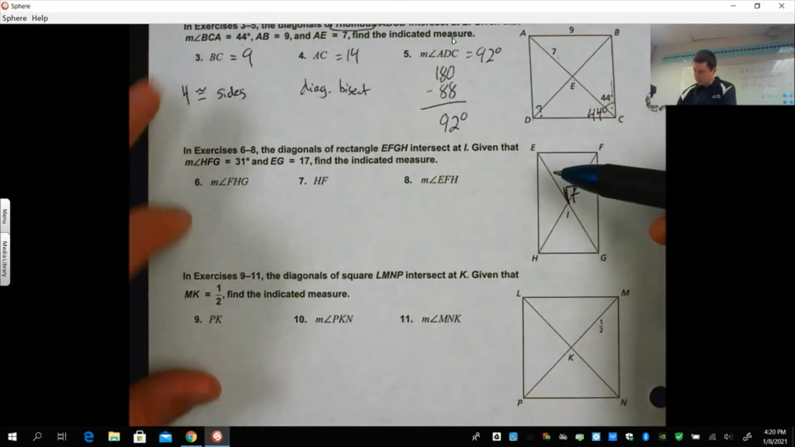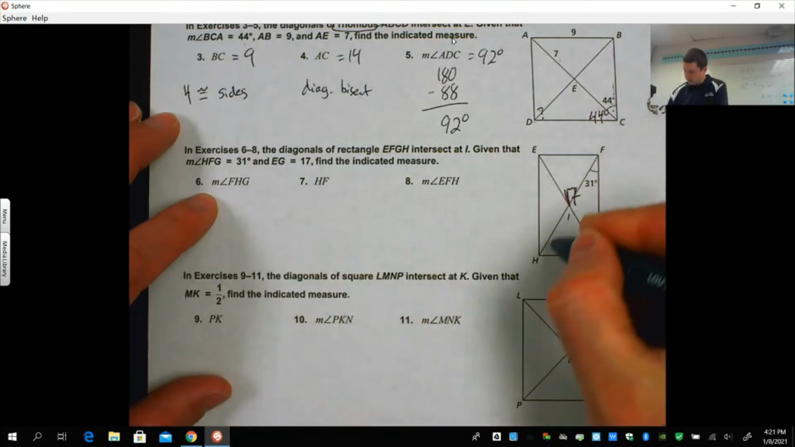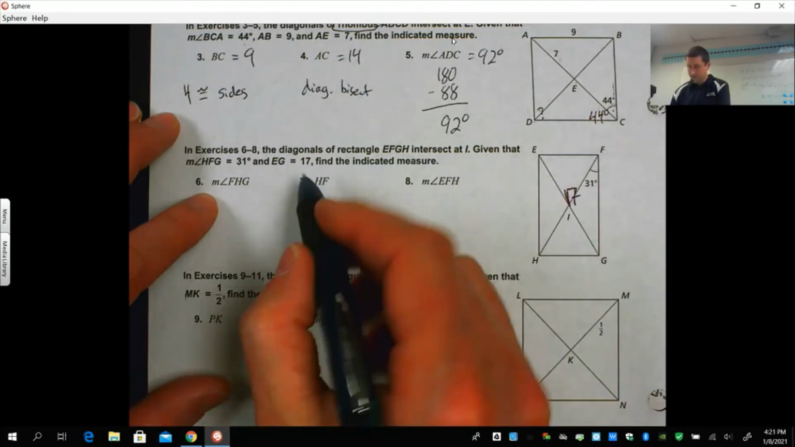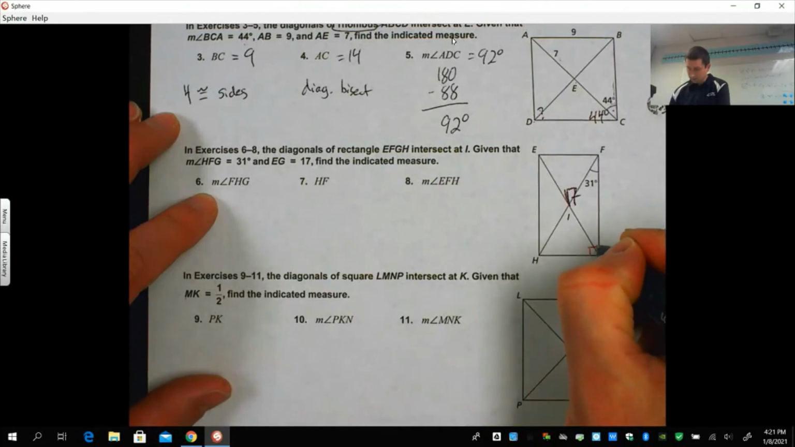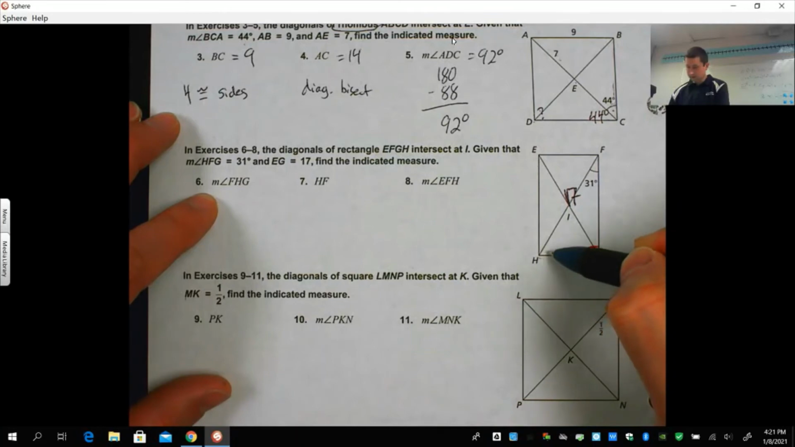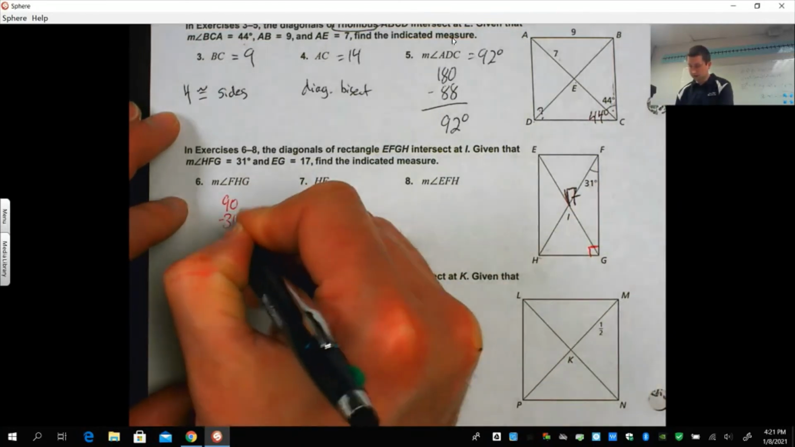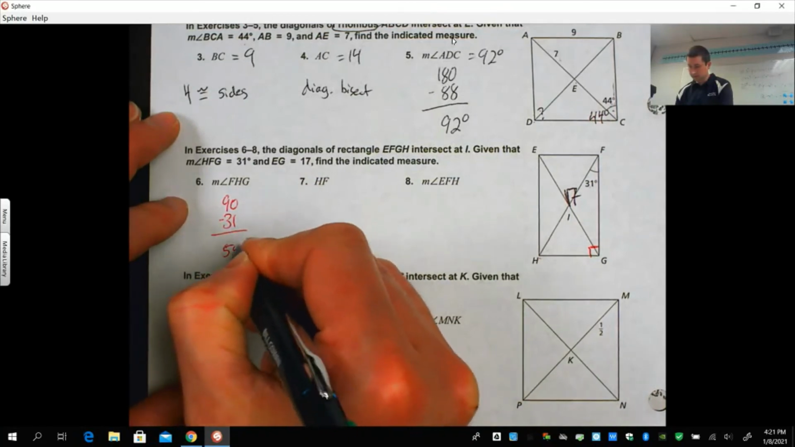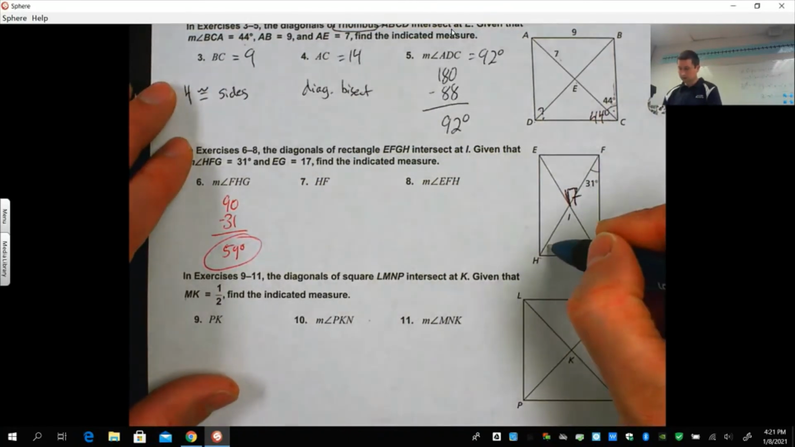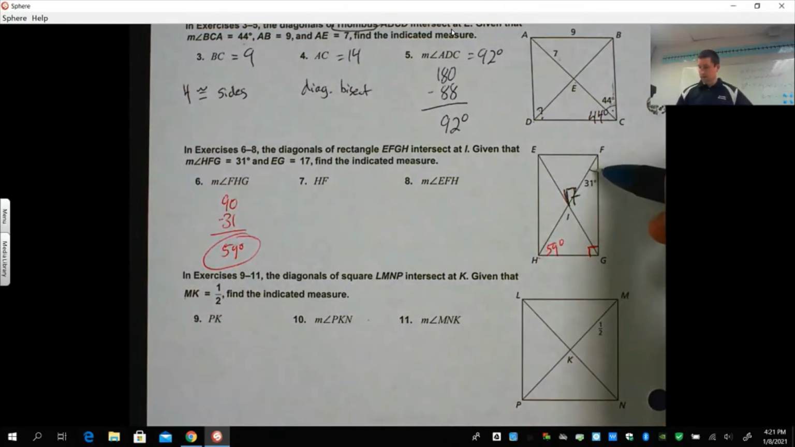Find the indicated measure. Measure of angle FHG. Okay, so we have a rectangle. That means we have 90 degrees here. So if this is 31, this has to be the complement to 31 degrees. If I take 90 minus 31, I'm going to get 59 degrees. You can use the triangle, it would be the easiest way: 90 minus 31, because there's already a 90 degree angle there.